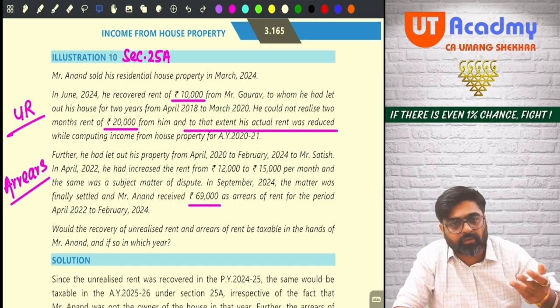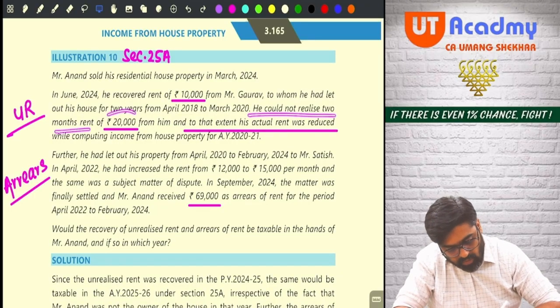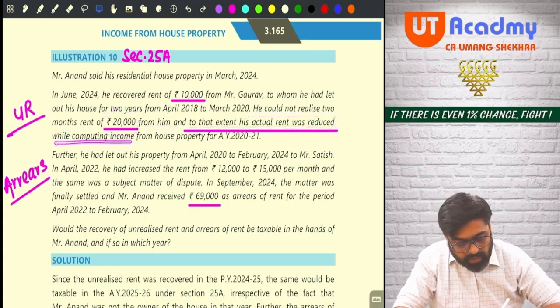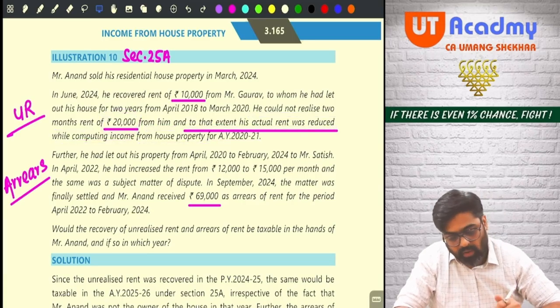did not pay some rent, yes or no? Meaning, he could not realize 2 months rent of 20,000 from him, and to that extent, his actual rent was reduced while computing income from the house property for the assessment year 2021. Meaning what happened? See, I'll tell you.